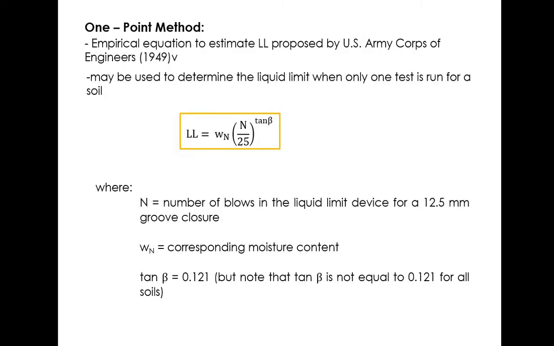We also have a one-point method. So this is applied when there is only one test that was run. So the liquid limit is equal to W_N multiplied by N divided by 25, the quantity raised to tan beta. So N is the number of blows in the liquid limit device for a 12.5 millimeter groove closure. W_N is the corresponding moisture content. And then tan beta is equal to 0.121. But note that the tan beta is not equal to 0.121 for all soils.